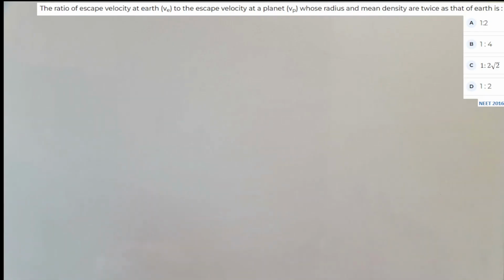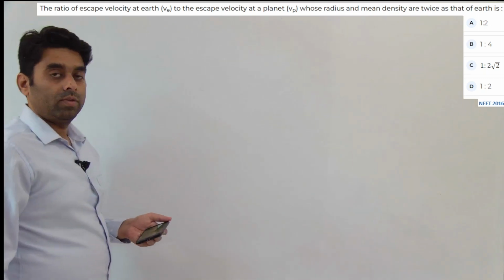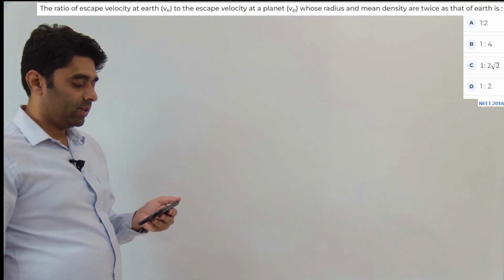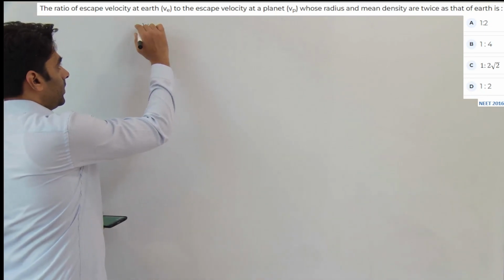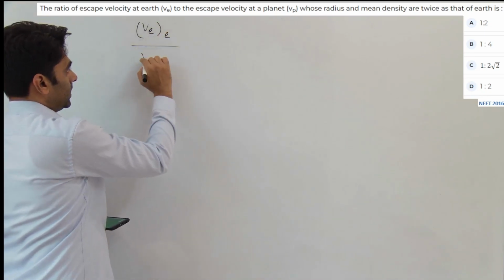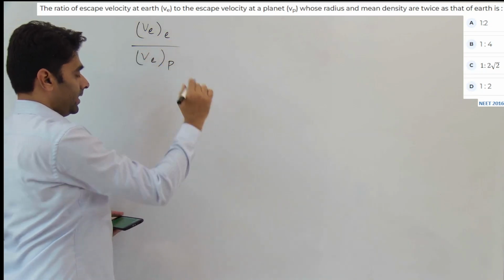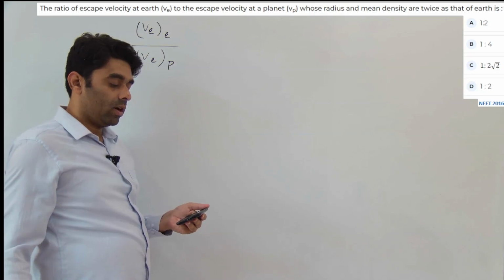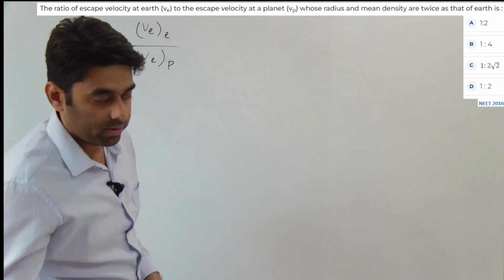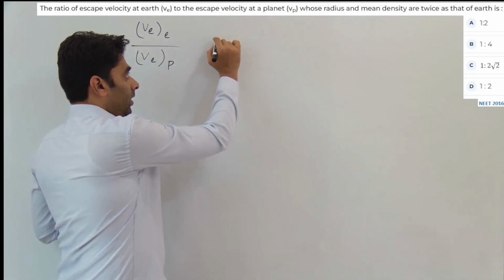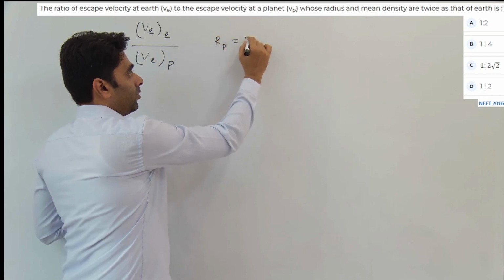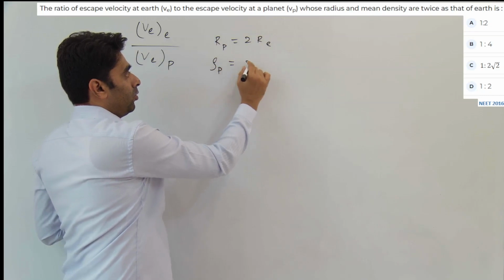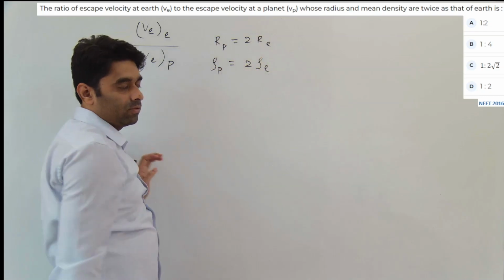So our last question of this session says: the ratio of escape velocity at Earth to escape velocity at a planet. They are asking us, the information that is given is that the planet's radius and mean density are twice that of Earth. Fine, well and good. That means the radius of the planet is 2 times the radius of Earth and the density of the planet is 2 times the density of Earth. This information is given to us.